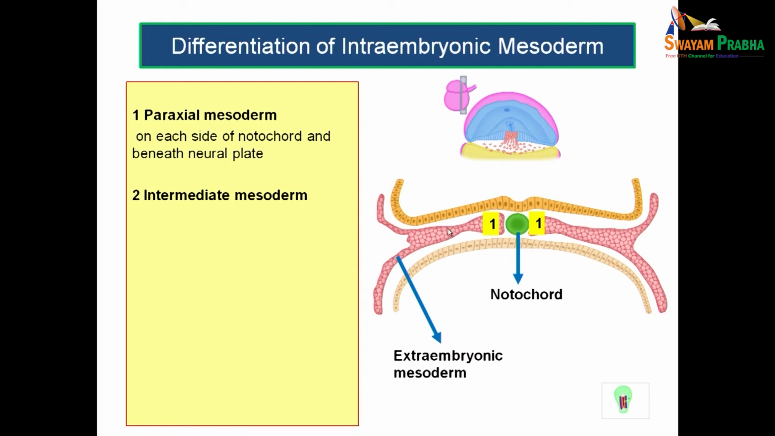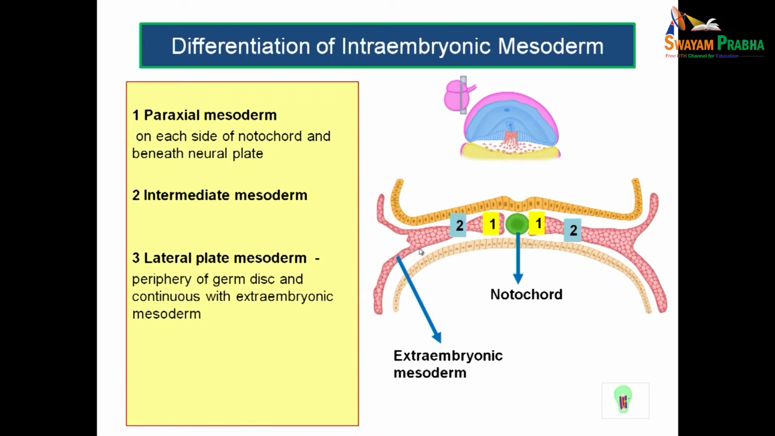After that, you have the intermediate mesoderm. Paraxial will be lying on either side of the notochord. Next to that, you have the intermediate mesoderm, which is marked as number 2. And lateral to that, you have the lateral plate mesoderm, that is the periphery of the germ disc, which is continuous with the extraembryonic mesoderm. We have already seen how the extraembryonic mesoderm is formed, and as the term implies, it is lying outside the embryo proper. So, this intraembryonic mesoderm at the periphery will be continuous with the extraembryonic mesoderm.